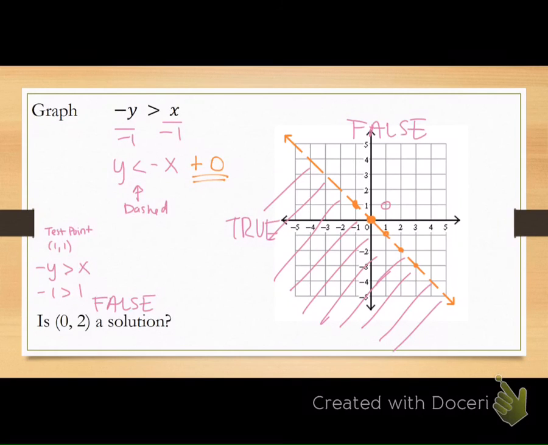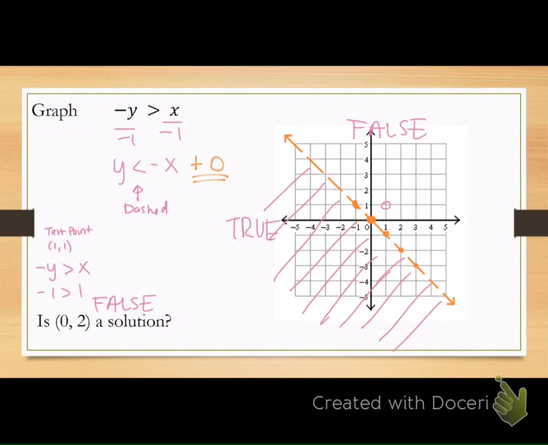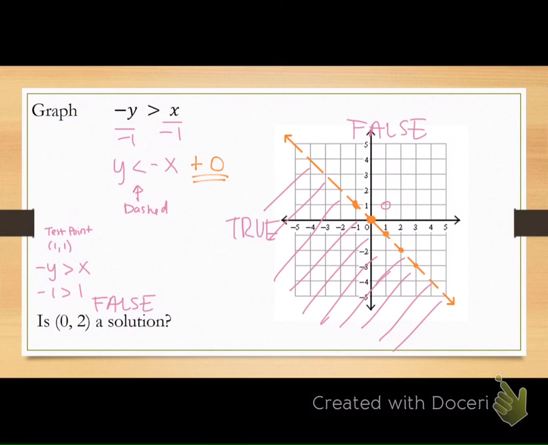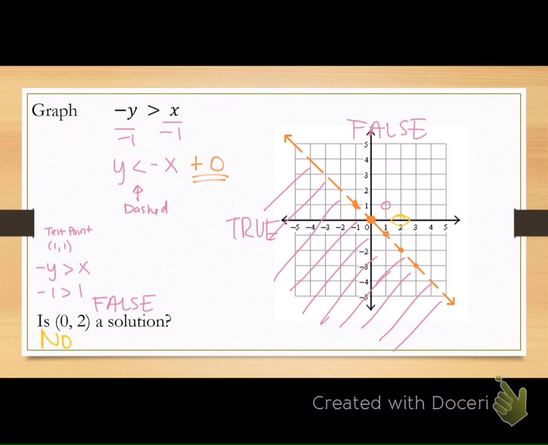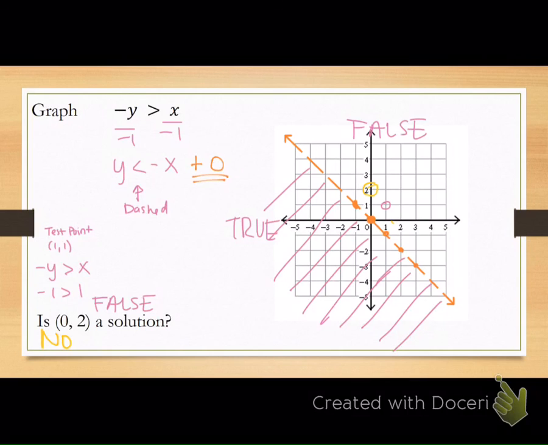Now, Connor, is 0, 2 a solution? No. Nope, 0, 2 is right here. It's not on the side that is shaded, so that is not a solution. Still no, so we're good there at least. At least that half was good.